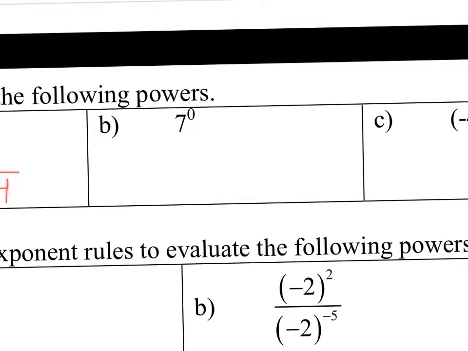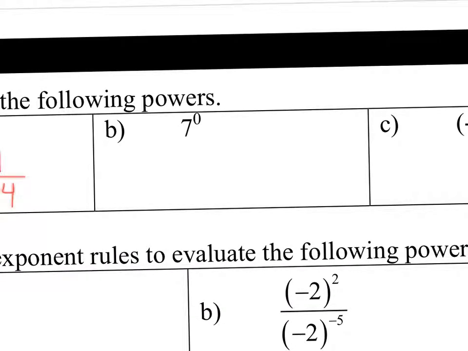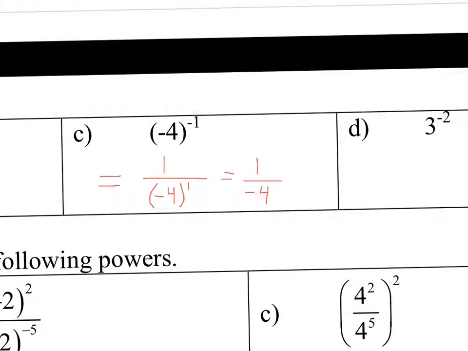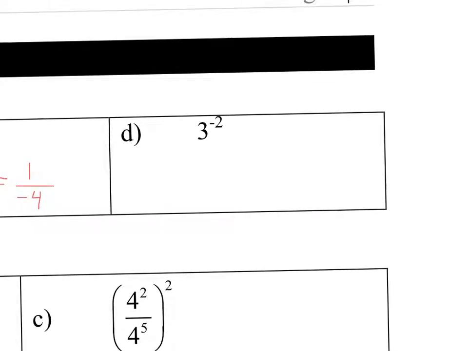Our next example has a 0 exponent. Remember the rule, any number to the exponent 0 has an answer of 1. Our next example, we have a negative exponent, so I can rewrite that with a positive exponent, and then I can get my answer. We also have a negative exponent in this question, so I can rewrite it with a positive exponent and get my answer.